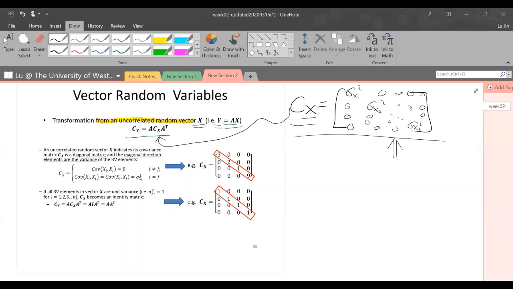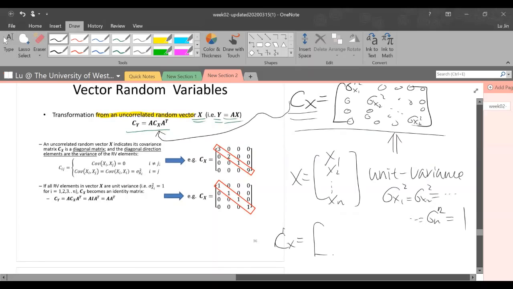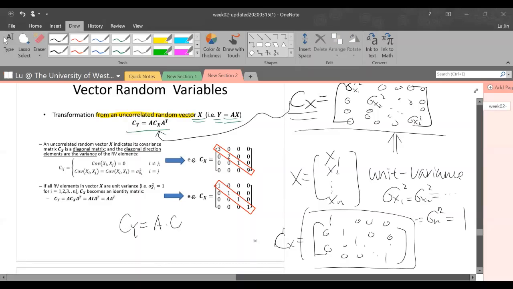And this question could be much easier if all the random variables within the x, so x equals x1, x2, until xn, right? So if all the elements, all the random variables within this vector are unit variance, so sigma x1 square equals sigma x2 square equals sigma xn square equals 1. So unit variance. If this is true, Cx will be converted to 1, 1, 1, 1, 1, and all zeros. We call that an identity matrix, right? In between the A and A transpose. If you have this Cy equals A by Cx by A transpose.